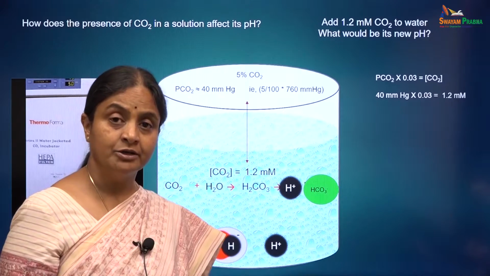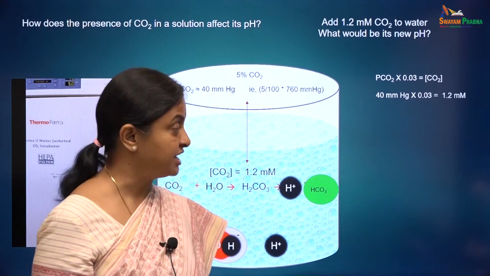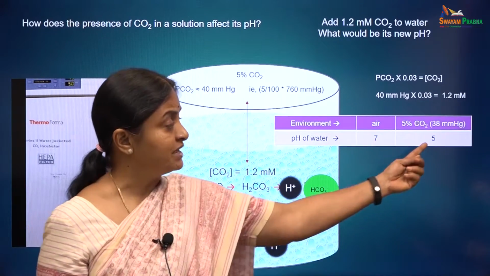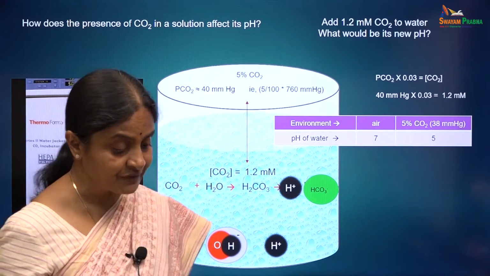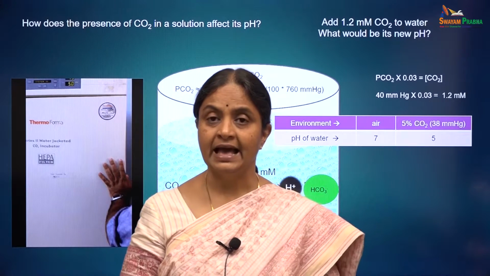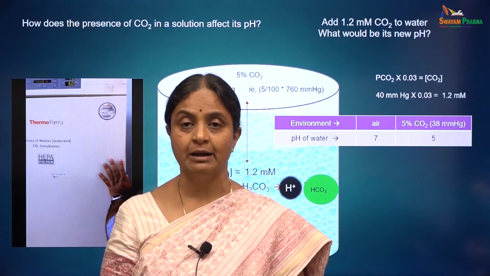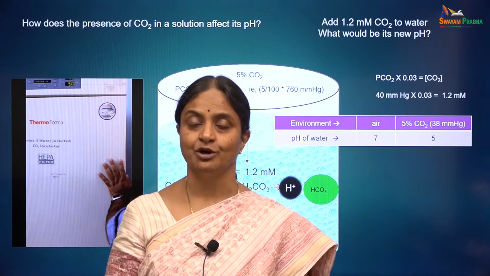Sajal took that beaker of water out and checked its pH. The new pH was 5. So, if water had 1.2 millimoles per liter carbon dioxide in it, pH of water would be 5.